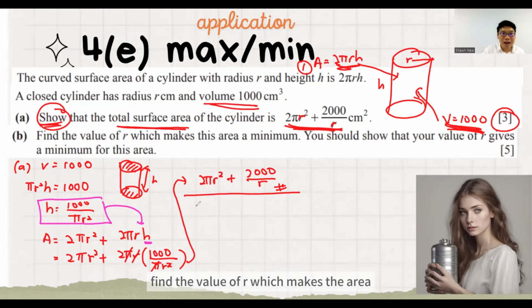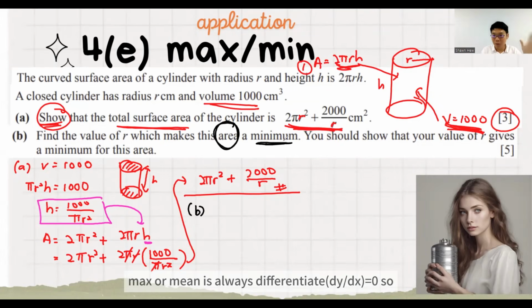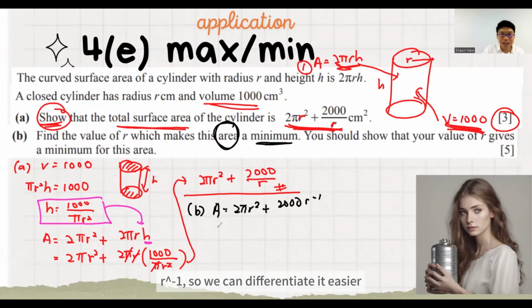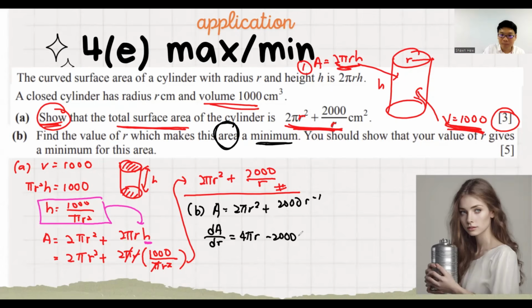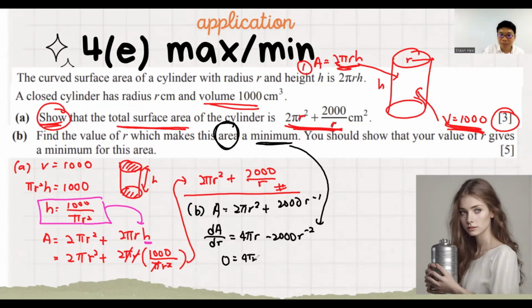Then part b, find the value of r which makes the area minimum. Max or min is always differentiate and equal to 0. So for 2000 over r, I write it as r power minus 1, so we can differentiate it easier. So this equation is A, the unknown is r. So we differentiate to become dA dr. So power comes to the front, power minus 1, power comes to the front, power minus 1. So we know what our dA dr is. And then minimum means dA dr equals 0.